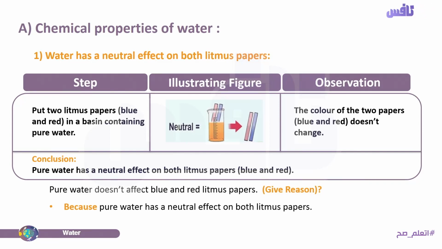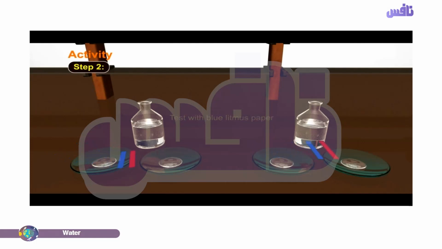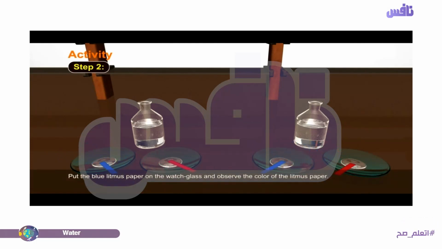Let's watch a video about this part. Test with the blue litmus paper. Put the blue litmus paper on the watch glass. Observe the color of the litmus paper.